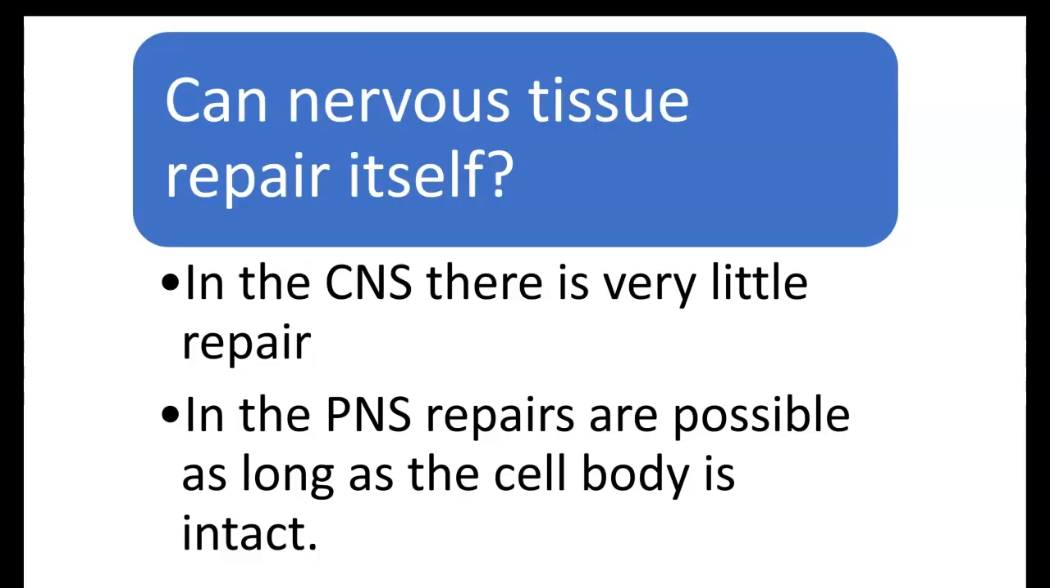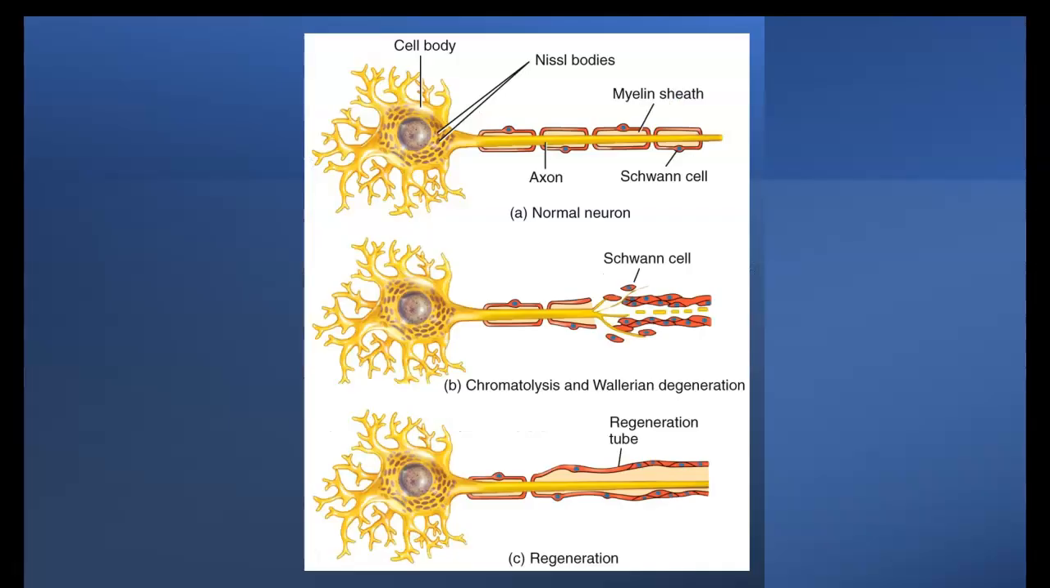So in the central nervous system, in the brain and in the spinal cord, there's going to be very little repair. But in the peripheral nervous system, repairs are possible as long as the cell body is intact. The cell body is the main portion of the neuron, and that's this section here. It has things such as Nissl bodies, which are there to help with it. So this on top is your normal neuron.